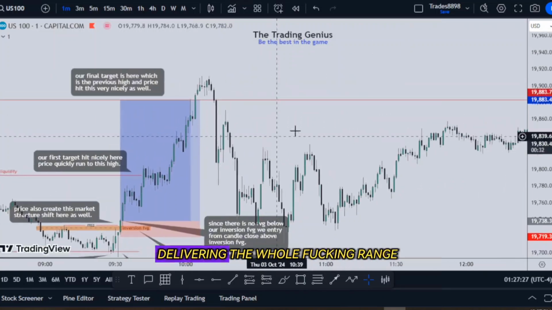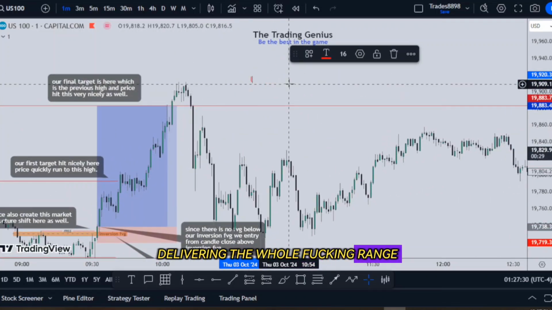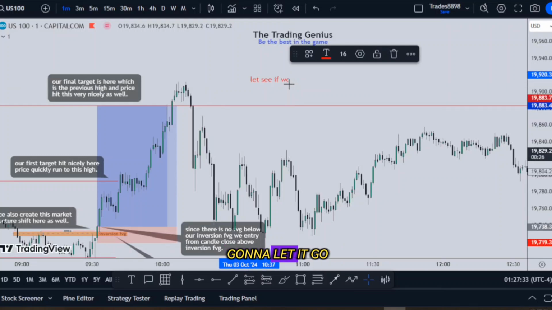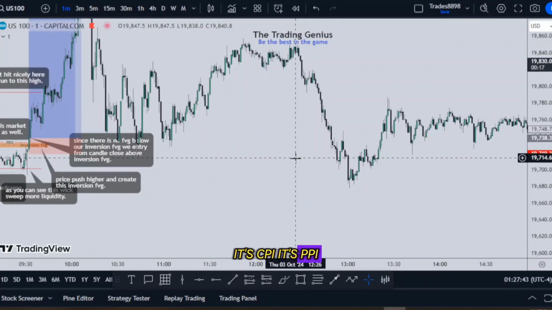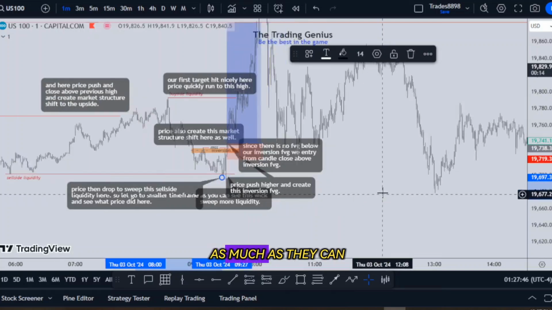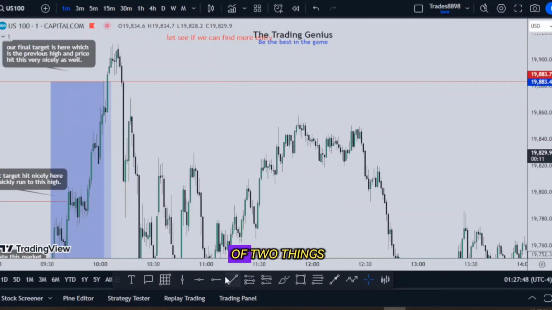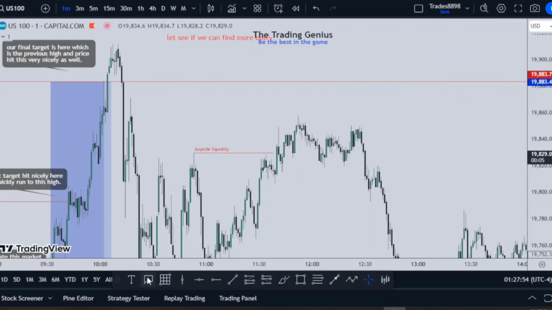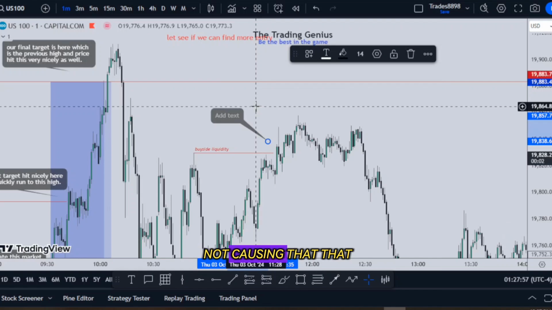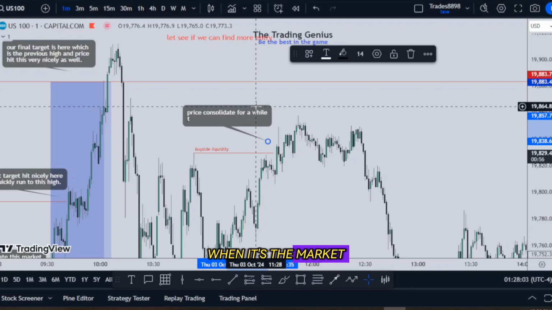A market maker is delivering the whole range, the high and the low. And they are not going to let it go outside of that high and low unless it benefits them. And that's manual intervention. That's FOMC, it's non-farm payroll, it's CPI, it's PPI. When they go in and they know they want to disrupt as much as they can, because they're doing one of two things. They're breaking the initial sentiment going into that market release, some kind of news driver. The news itself is not causing that. That is the catalyst to blame when it's the market makers themselves that actually have their hand in the pot. They're stirring it up. That's what's going on.